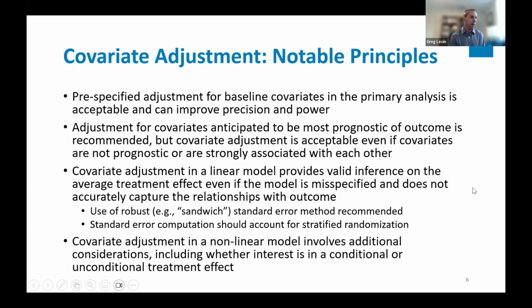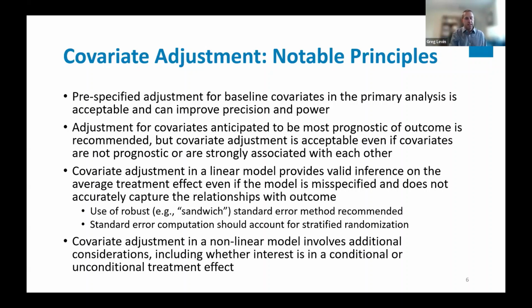by the model. A couple other related points is a recommendation to generally use robust standard error methods, for example, like the Huber-White sandwich-based standard errors, which is particularly important if you have an unequal randomization ratio to ensure valid estimates of uncertainty. And similarly, to use a standard error computation that accounts for stratified randomization if there is stratified randomization in the trial.